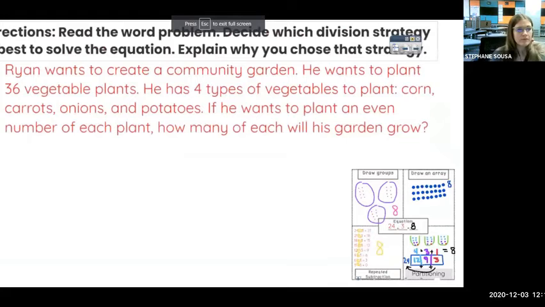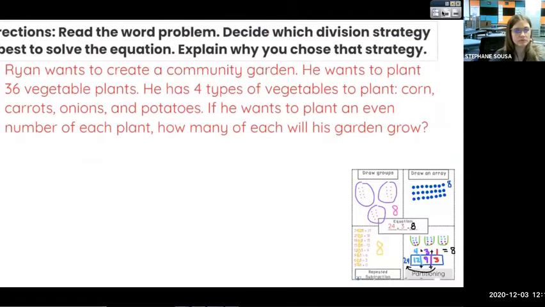Today, you are being asked to read word problems. You will decide which division strategy is best to solve the equation. Then, you will explain why you chose that strategy. In this word problem, Ryan wants to create a community garden. He wants to plant 36 vegetable plants, and he has 4 types of vegetables to plant: corn, carrots, onions, and potatoes. If he wants to plant an even number of each plant, how many of each will his garden grow?